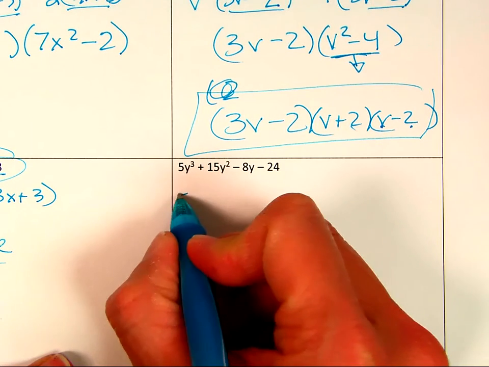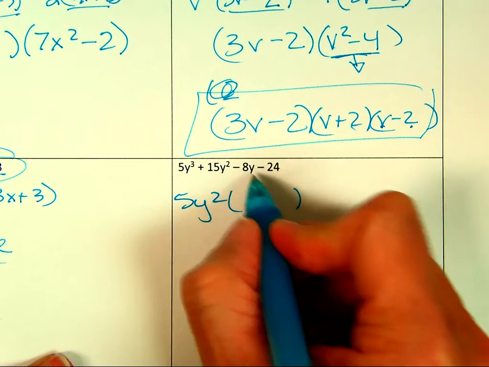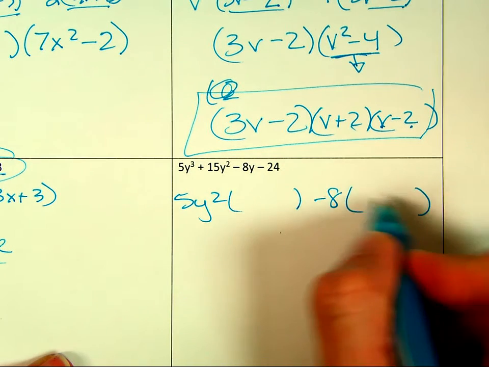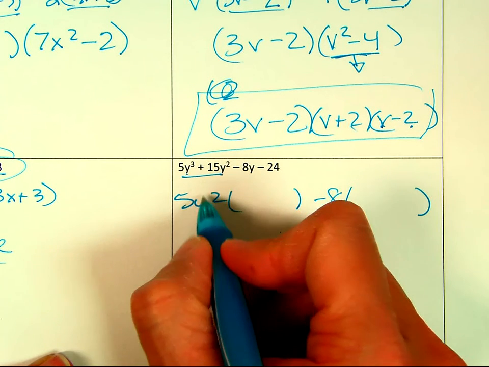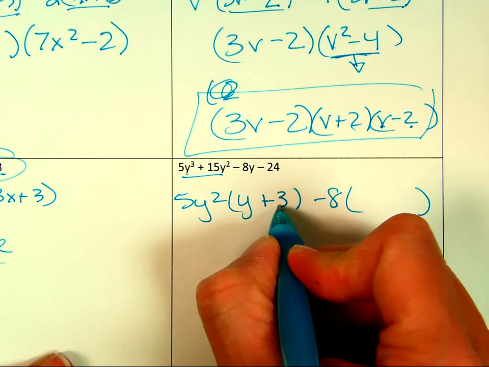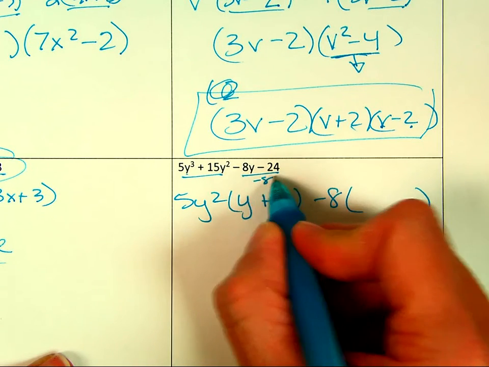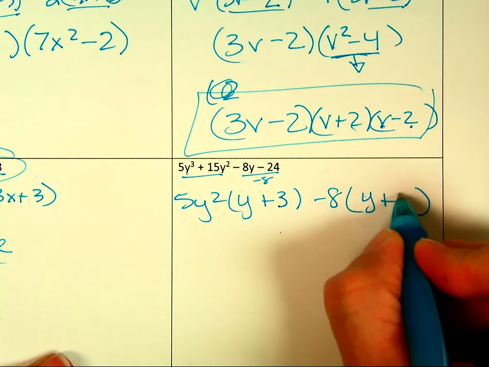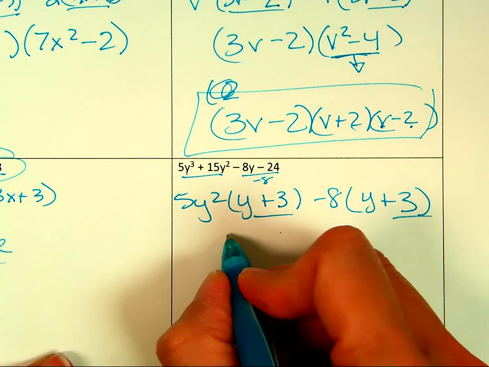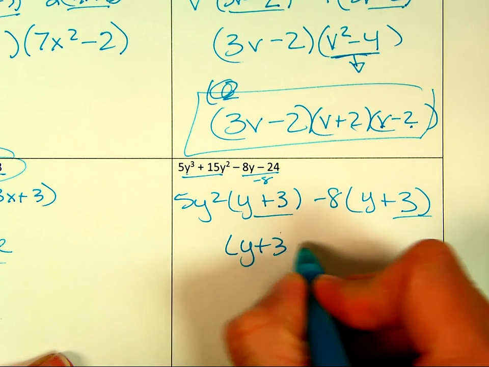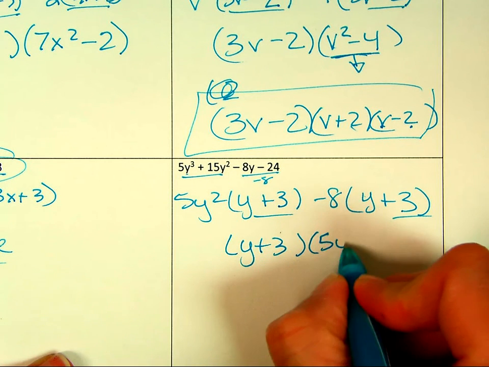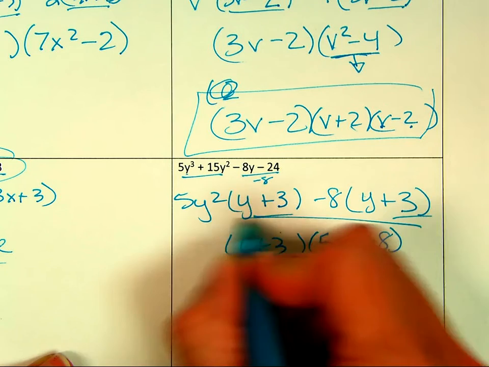All right, and on this one, let's find our greatest common factor. Here, it's 5y squared. And here, negative 8. And if I divide both of those by 5y squared, I get y plus 3. If I divide both of those by negative 8, I get y plus 3. Y plus 3 is my greatest common factor. And I get 5y squared minus 8 as my second binomial.